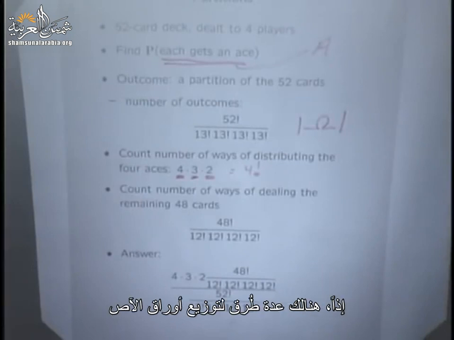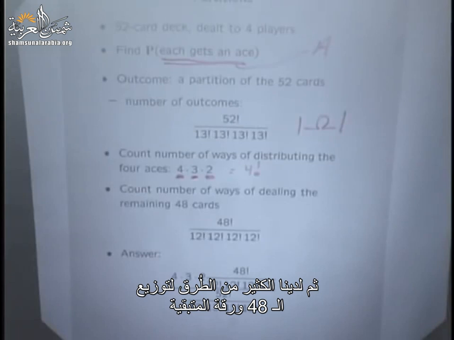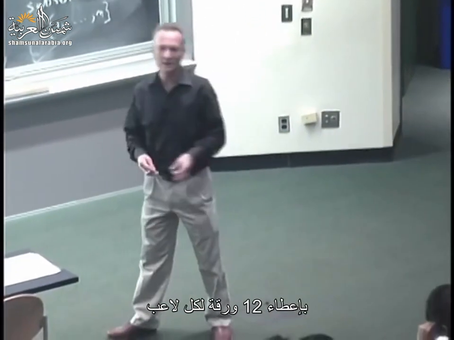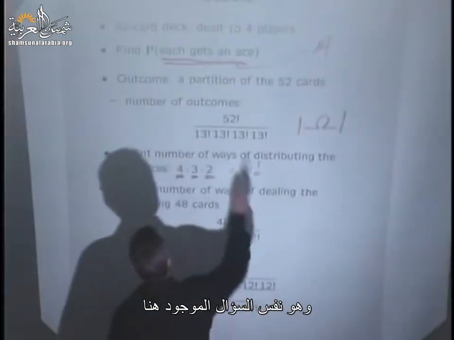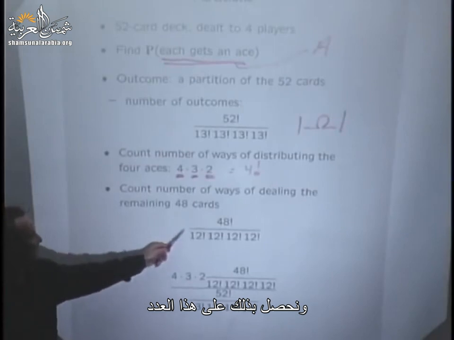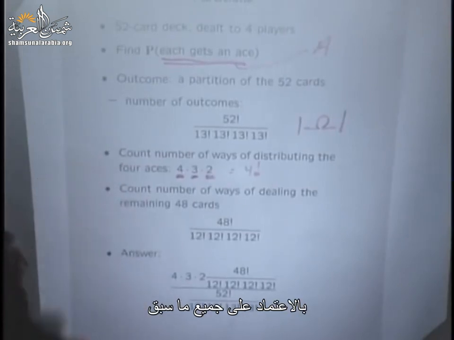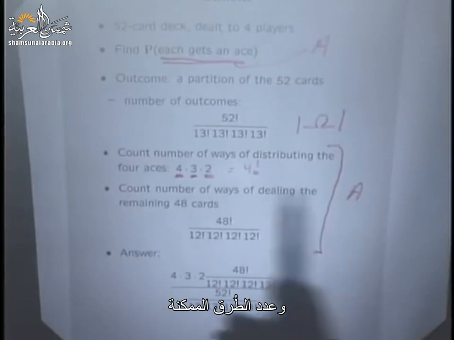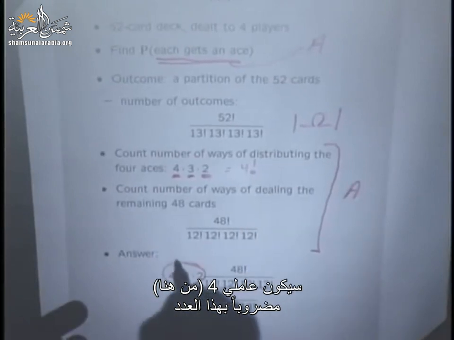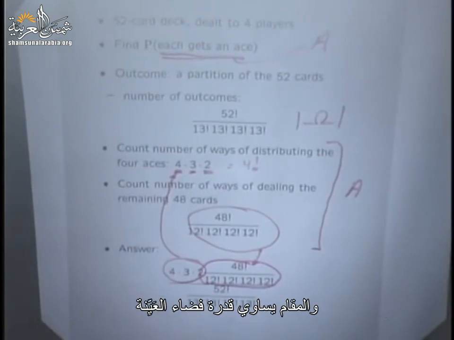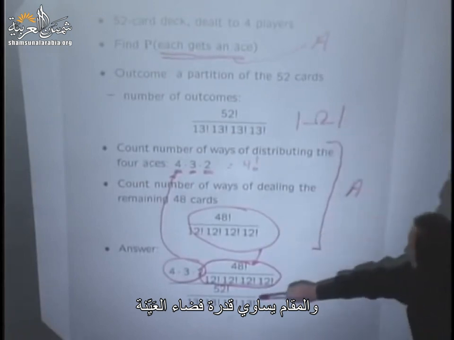Okay, so there are different ways of distributing the aces. And then there are different ways of distributing the remaining 48 cards. How many ways are there? Well, I have 48 cards that I'm going to distribute to four players by giving 12 cards to each one. It's exactly the same question as the one we had here, except that now it's 48 cards, 12 to each person. And that gives us this particular count. So putting all that together gives us the different ways that we can distribute the cards to the four players so that each one gets exactly one ace. The number of possible ways is going to be this 4 factorial coming from here times this number. This gives us the number of ways that the event of interest can happen. And then the denominator is the cardinality of our sample space, which is this number.